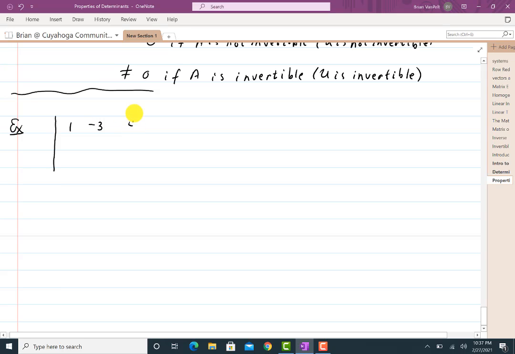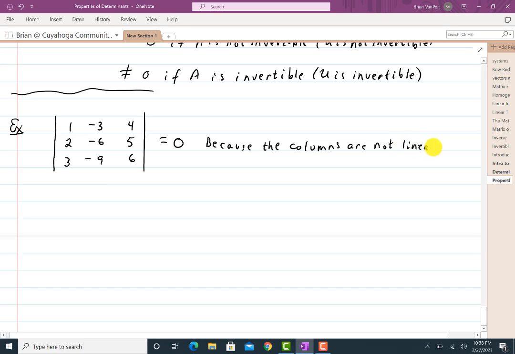Let's see here, we'll do a 3 by 3 for my example. 2, negative 6, 5, 3, negative 9, 6. This does equal 0 because the columns are not linearly independent.